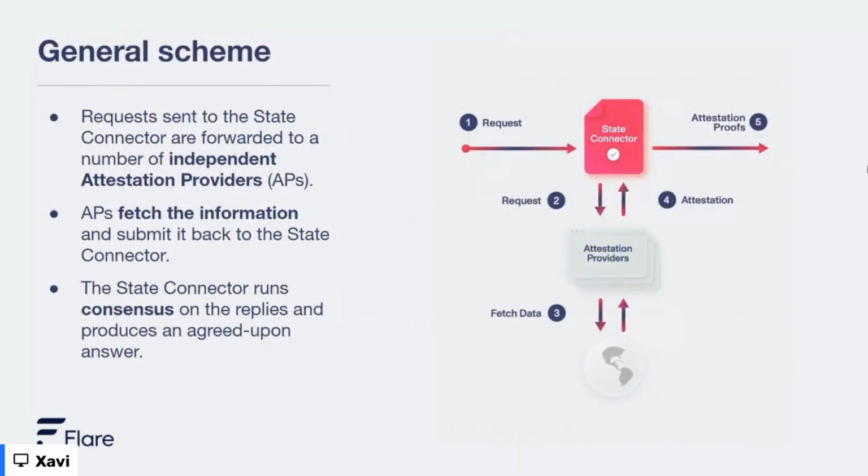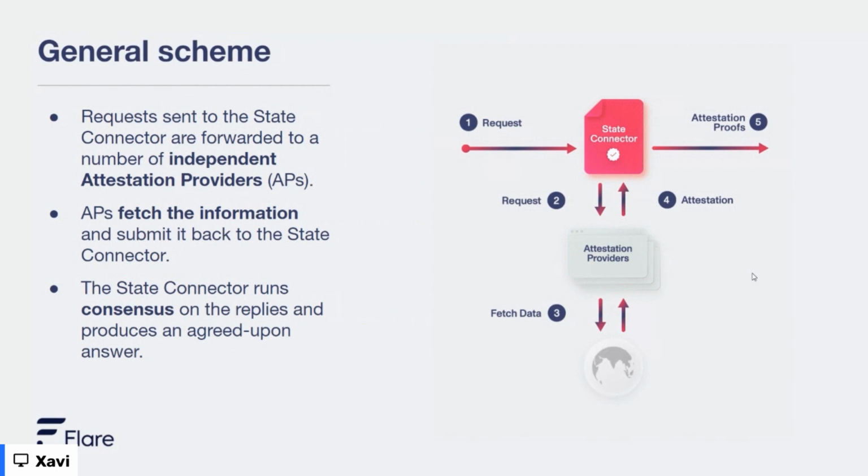And how does it work? How can a smart contract get information from off chain? Well, it does it by using the attestation providers. The general scheme is that requests go into the state connector and they are forwarded to the attestation providers. Attestation providers are independent entities. They are pieces of software running outside the Flare blockchain. They are not managed by Flare in any way.